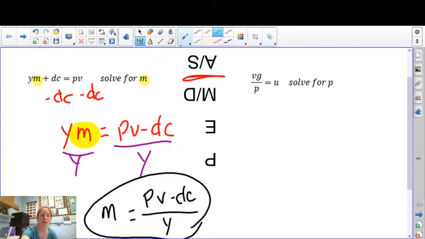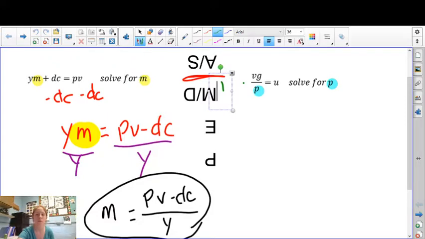Let's switch our highlighter color because I like blue. We're going to look for P. So P is here on the bottom. Okay, I need to get P by himself. Right now he's being divided, and I don't want him divided. I want them there together. So we're going to undo that division with our multiplication.